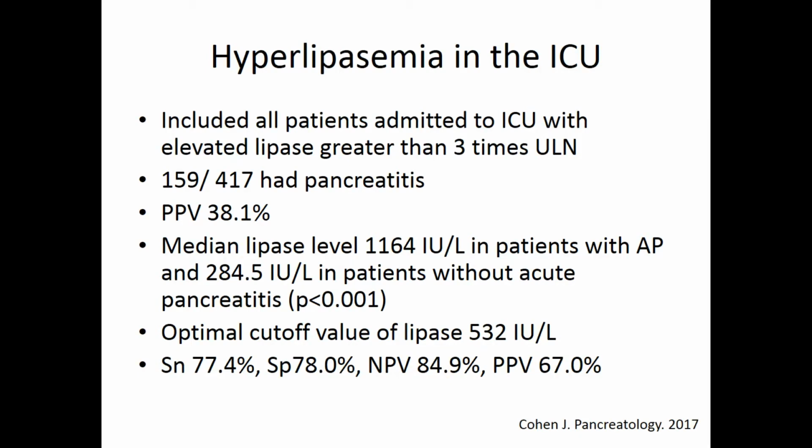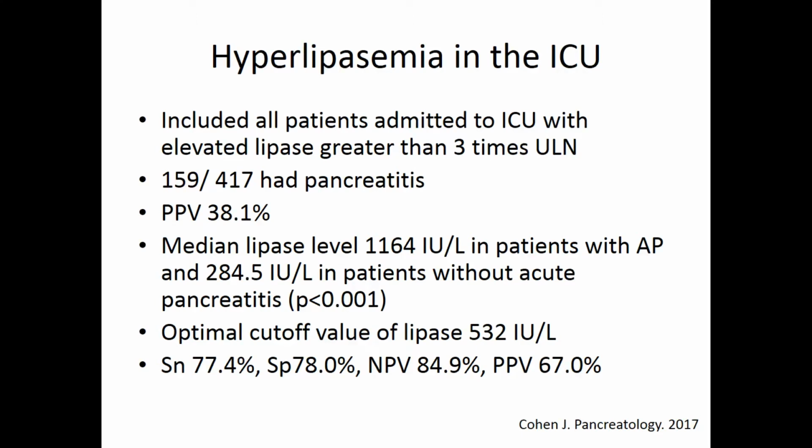giving the lipase a positive predictive value of only 38.1%. Interestingly, the median lipase level was different in patients with acute pancreatitis compared to patients that did not have acute pancreatitis. And they had other things including bowel ischemia, bowel obstruction, amongst other diagnoses. And the median lipase level was up to 1,164 in patients with acute pancreatitis, whereas it was only 284 in patients without acute pancreatitis. Of note, the lipase level used here had a normal cutoff of 60.